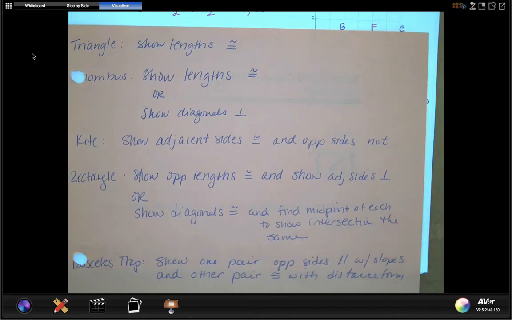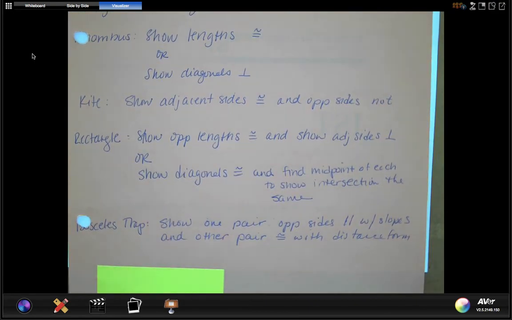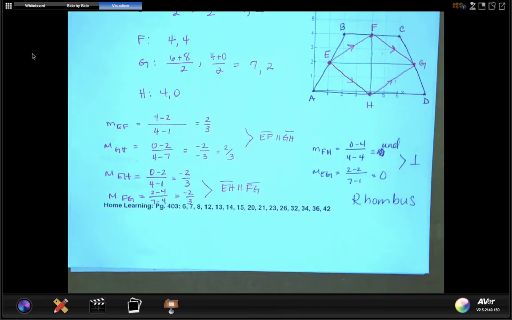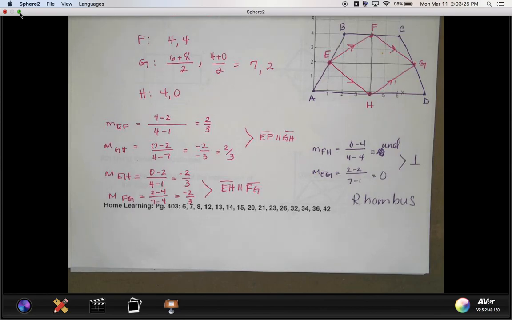For an isosceles trapezoid, show one pair of opposite sides parallel using the slopes, and the other pair congruent with the distance formula. So those are just some tips there. It's not everything, but just some things to do when you're trying to figure out how to classify these ones, okay? So that is it for this one.